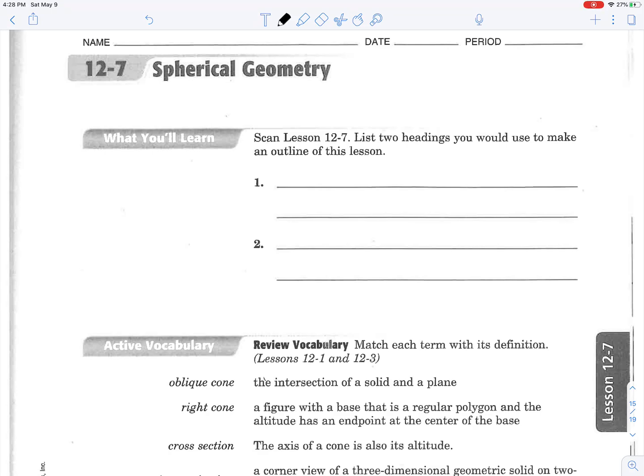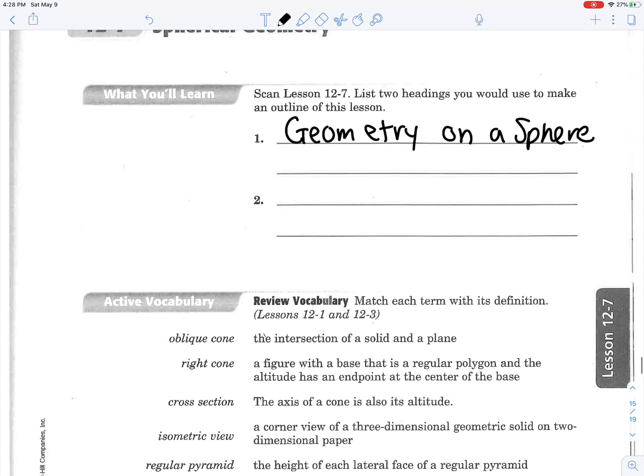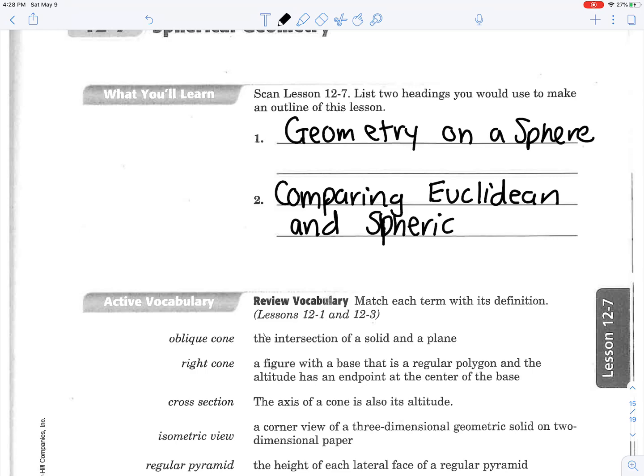Section 12.7, Spherical Geometry. Scan Lesson 12.7 and list two headings you would use to make an outline of this lesson. The first heading I see says Geometry on a Sphere. And the second would be comparing Euclidean and spherical geometries.